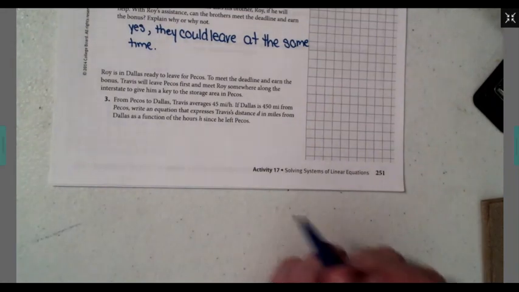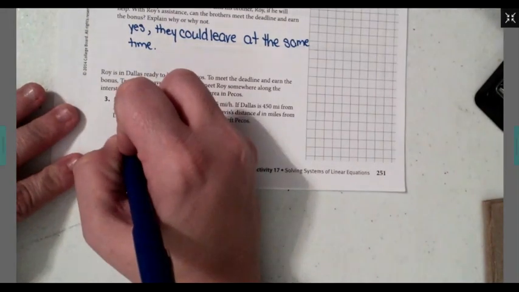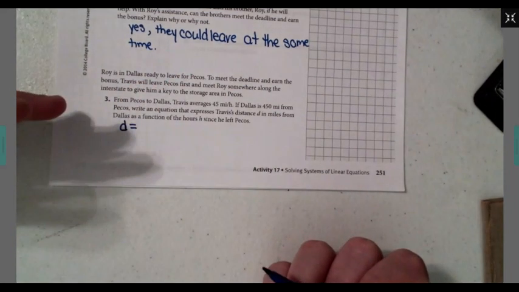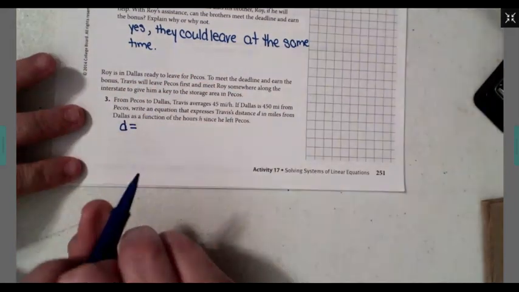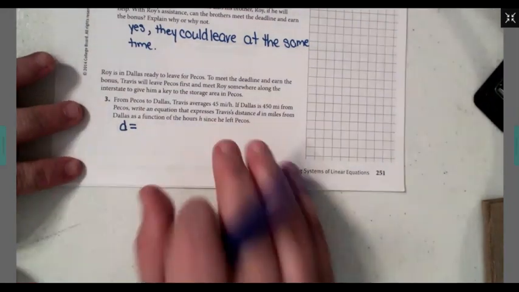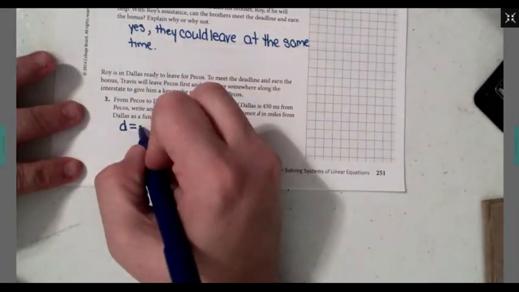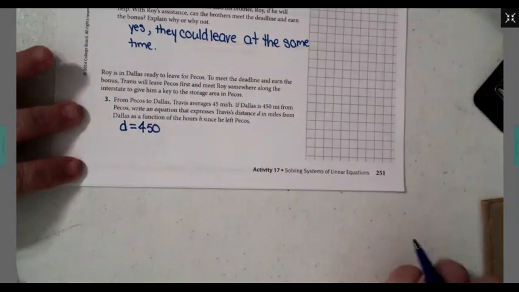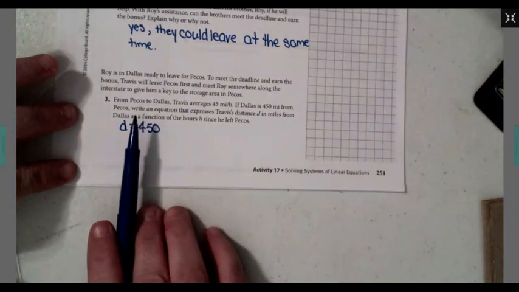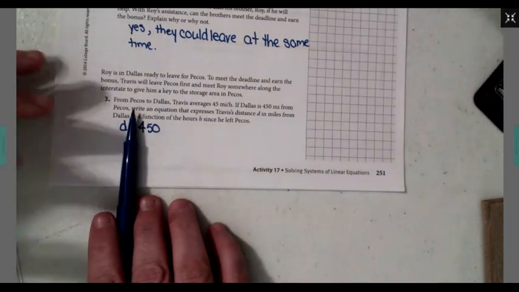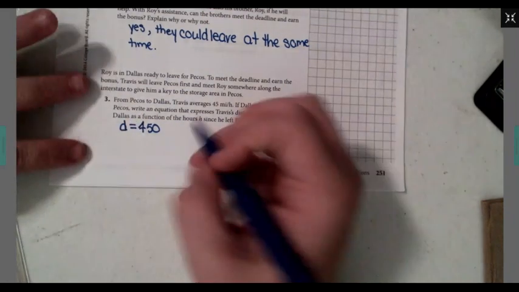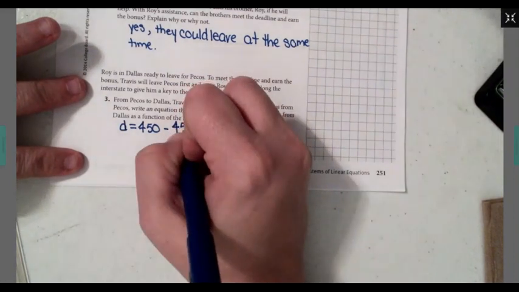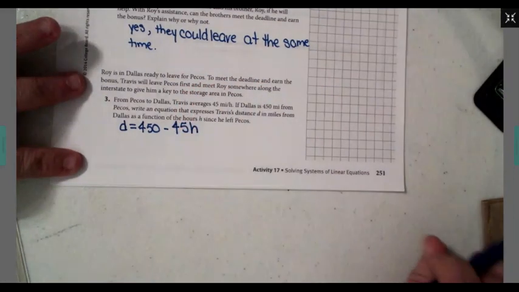All right. Well, D, that's my distance, right? It will equal, how many miles was it from Dallas to Pecos? The distance total was 450, right? And because we're going from Pecos to Dallas, we're getting closer. So we need to subtract 45 per hour.